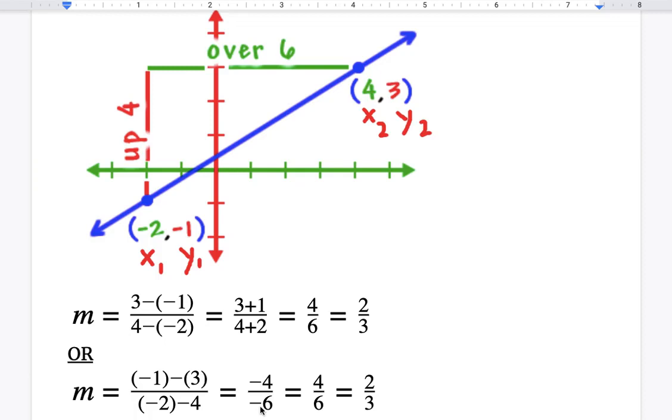Those two negatives cancel out. I still get 4/6 or 2/3. So the placement of your x and y have to stay the same. And the y's are always subtracted, and the order matters. Okay?